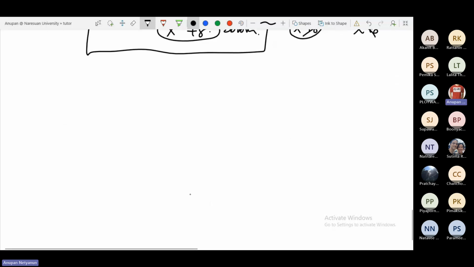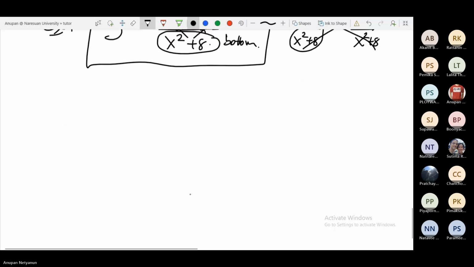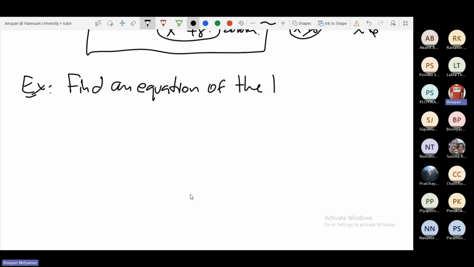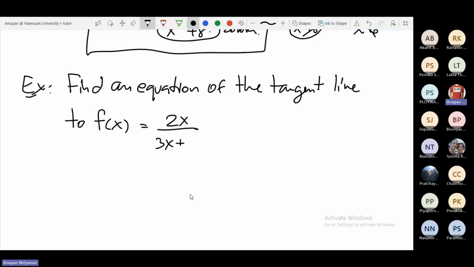So let me give you the last example for today. Example: find an equation of the tangent line to f(x) equal to 2x over 3x plus 1 at x equal 1.